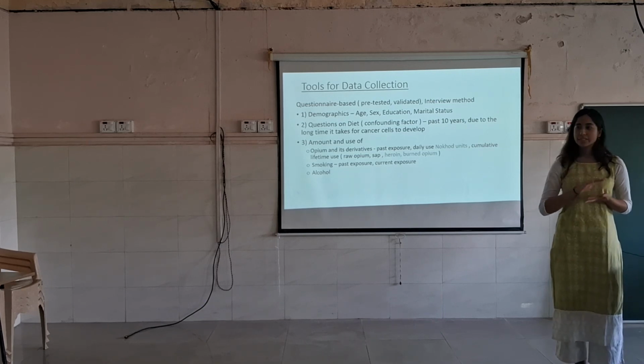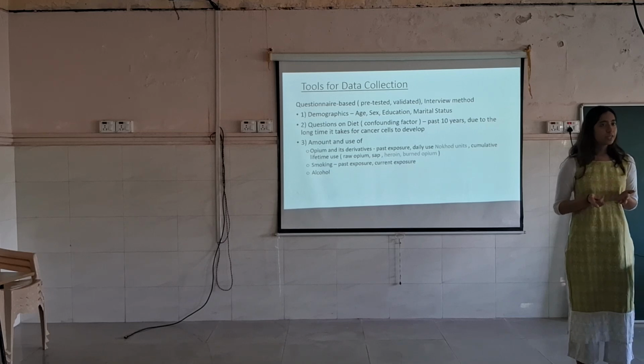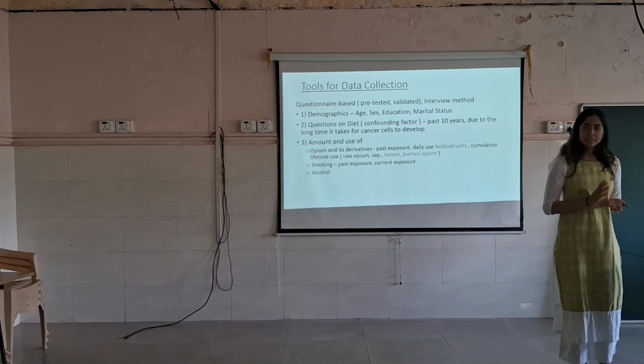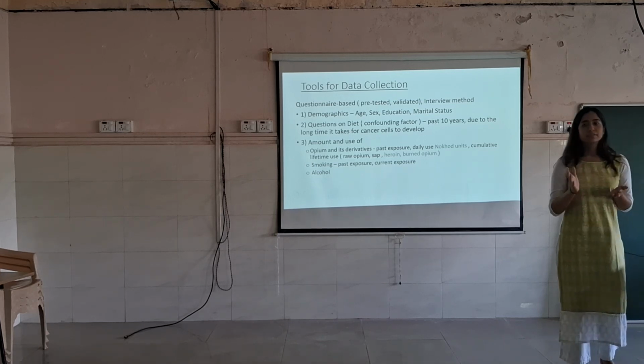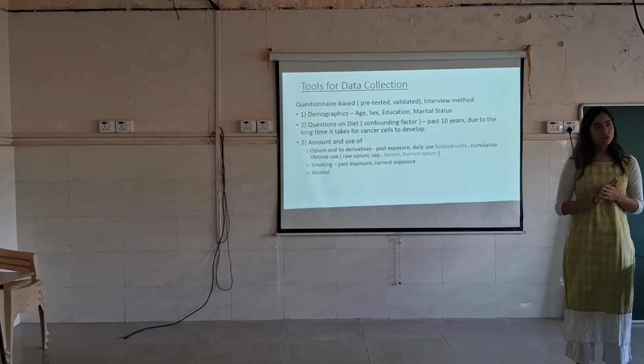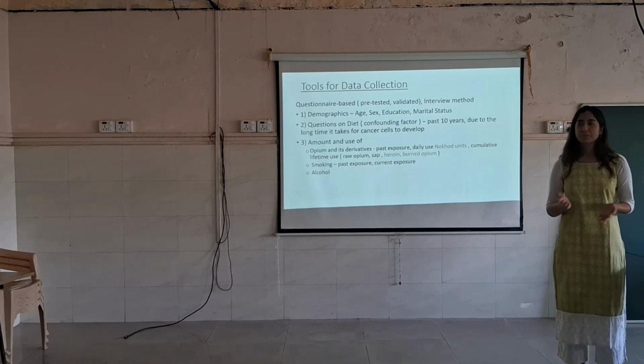The second part was dietary history. As we mentioned previously, diet does play a role in the development of colorectal cancers. So they did ask for diet history, and interestingly, they asked for an overall 10-year diet history because that's how long it takes for cancer cells to develop.